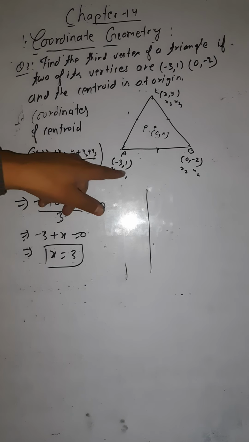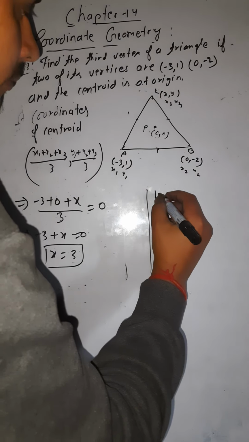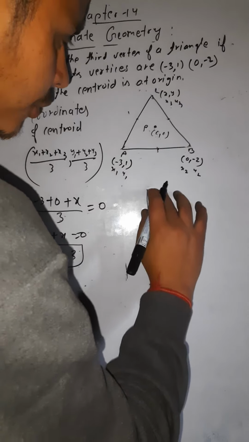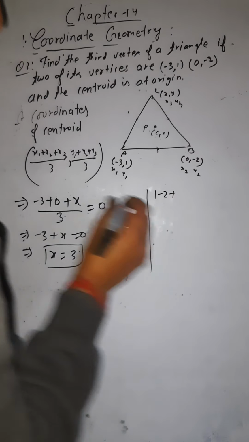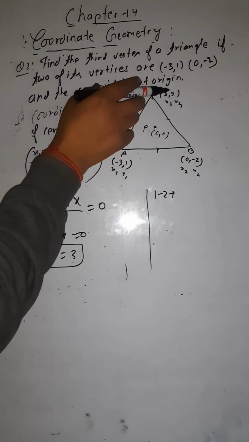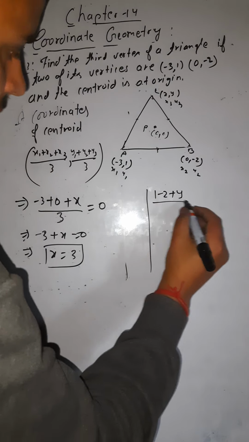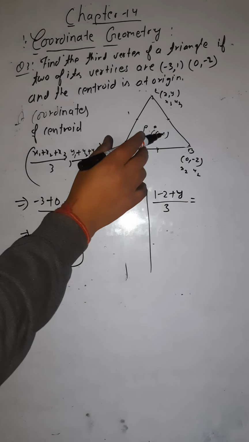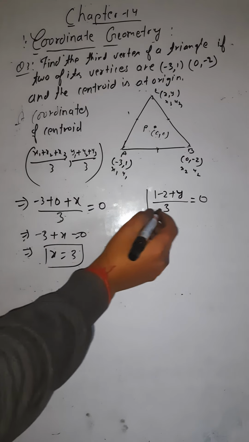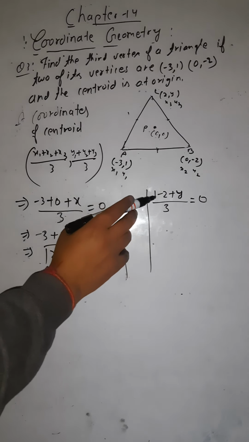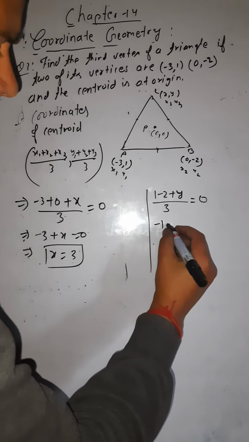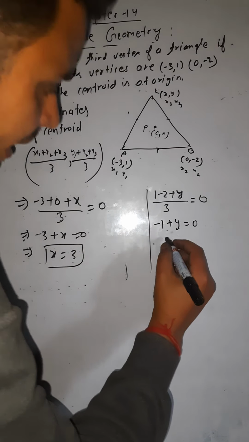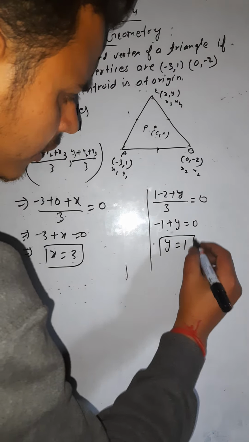So y1 is how much? 1. The second coordinate y2 is minus 2. So this becomes 1 minus 2 plus the third coordinate y3, which is y, divided by 3, equals the second coordinate, again 0. Again I will multiply here. So 1 minus 2 is minus 1, plus y equals 0. So from here the value of y would be equal to plus 1.